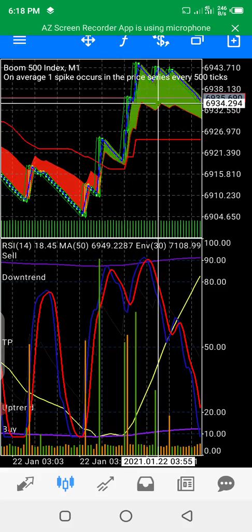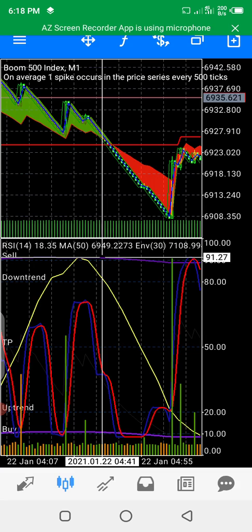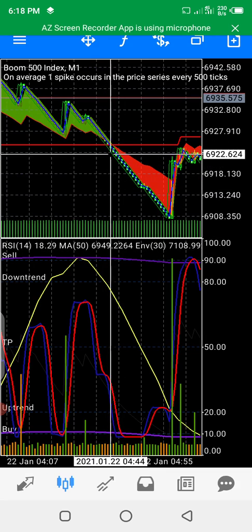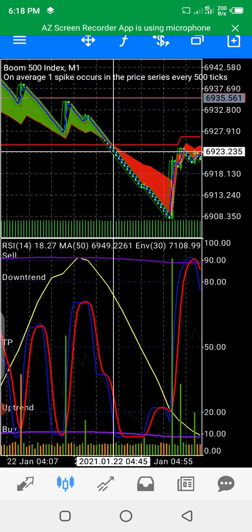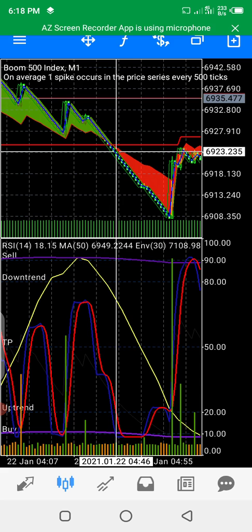All this was green color until we reached here. That's where the color changed. The moment we reached here, that's when the color changed.